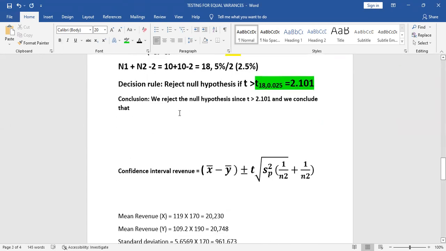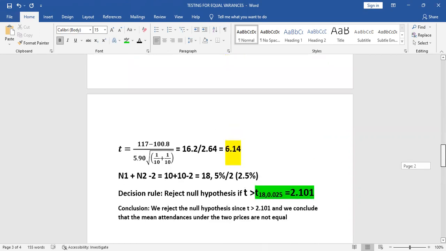So we conclude that the mean attendances under the two prices are not equal.